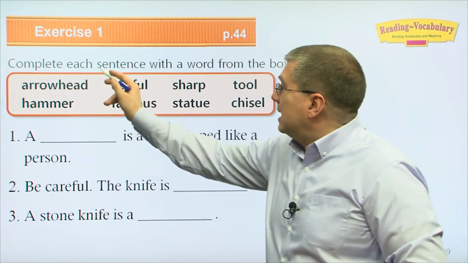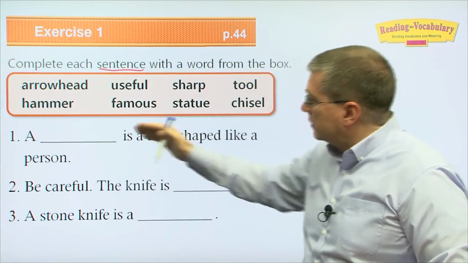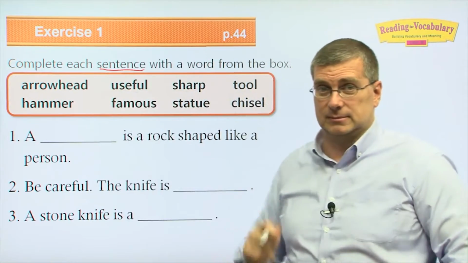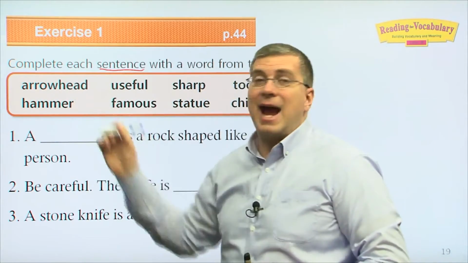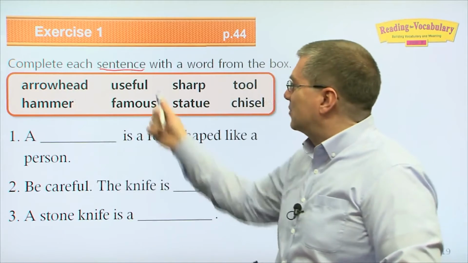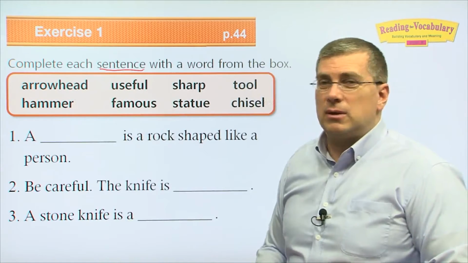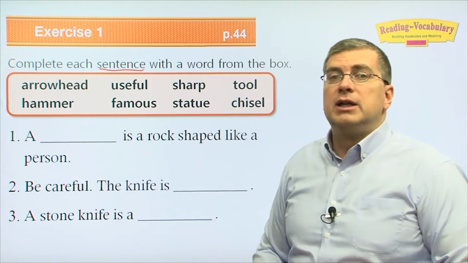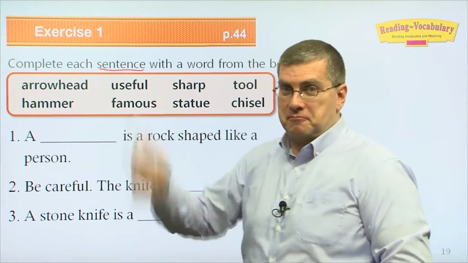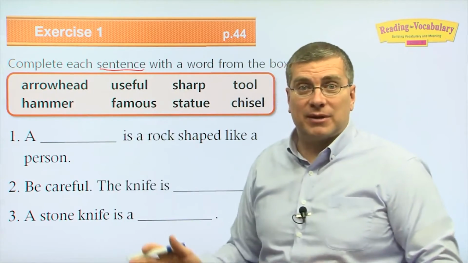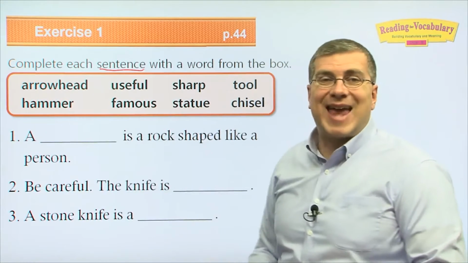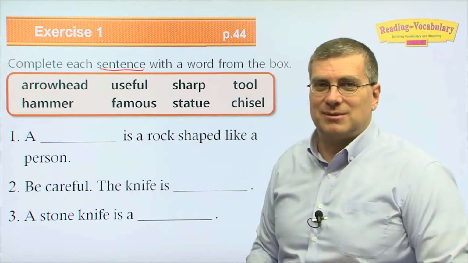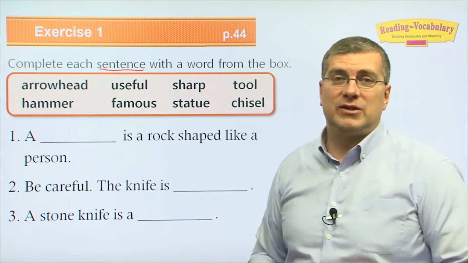Here, we want to complete each sentence with a word from the box. So we have many sentences. Let's review our words. First we have arrowhead. Next one, useful. Next is sharp. Next is tool. Hammer. Famous. Statue. And chisel. Okay, let's see how these words fit into the sentences.